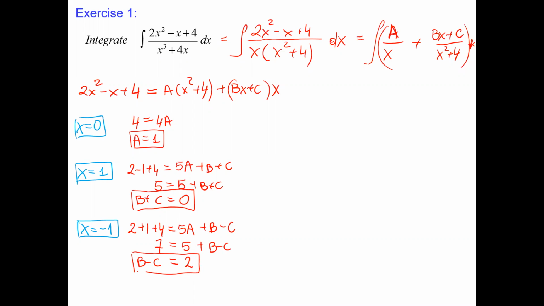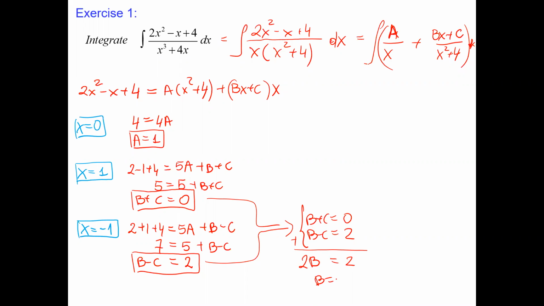Okay, that means I do have a system of two equations. B plus c equals 0, b minus c equals 2. Of course, any form of solving the system of two equations is good. We can actually add them together. B plus b will be 2b. C plus -c, of course, is 0, 2. B is 1. Oh, really nice number. If b is 1, we can see that c has to be the opposite, -1. Okay. We do have the coefficients.